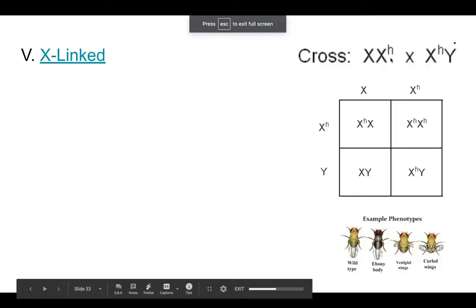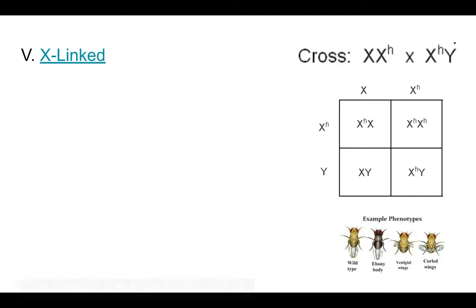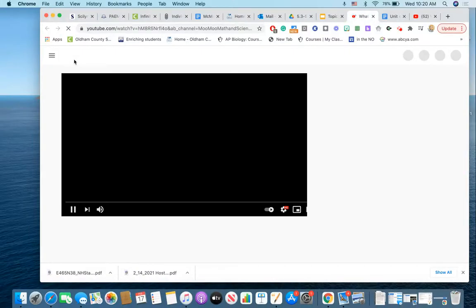All right, guys, we are moving along in our next section of notes, and we are going to talk about X-linked, or sometimes called sex-linked inheritance. And so we're going to start with this really short video that will introduce the concept of X-linked or sex-linked, and it'll even show you a cross. So just pay attention to the video for a moment. We'll come back and we'll write some notes down in just a second.